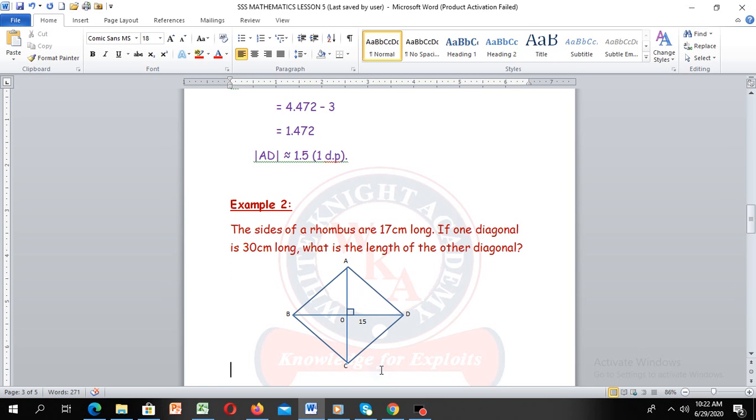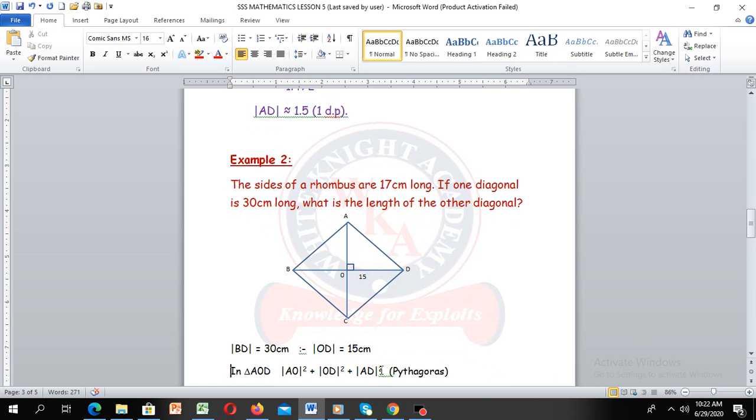So if BD is 30 centimeters, OD, which is half of BD, will be 15 centimeters. We divide into 2 equal parts. The diagonals bisect each other. They cut each other into 2 equal parts. So this rhombus is made up of 4 right angle triangles. Looking at the diagonals, the diagonals divide the rhombus into 4 right angle triangles.